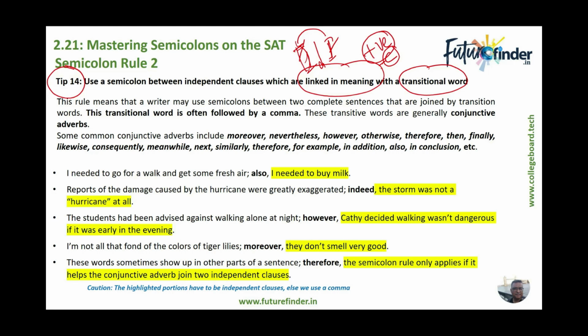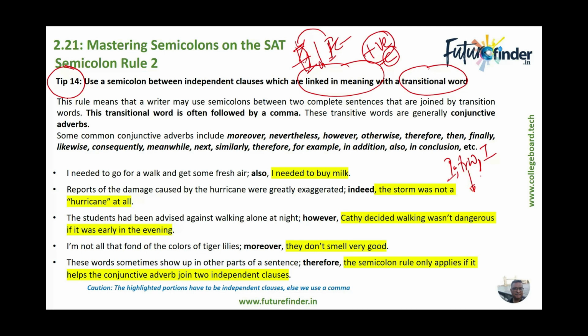So, whenever we have a transitional word between two independent clauses, then more often than not, very important, between two independent clauses. We are not talking about transitional words between an independent and a dependent clause. Whenever we have transitional words between independent clauses, I, then a transitional word, and then another I, we have to put a semicolon, as is the rule between two independent clauses. We have to put a semicolon, and generally there is a comma after the transitional word.